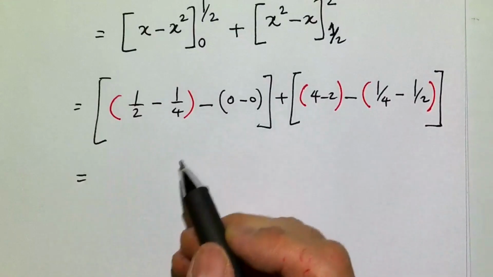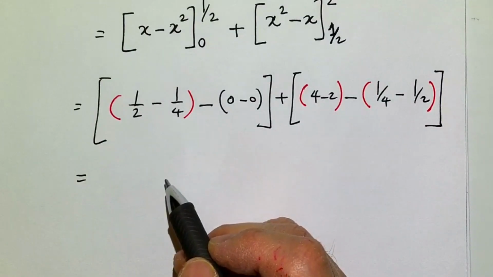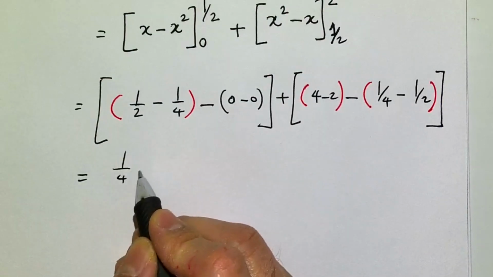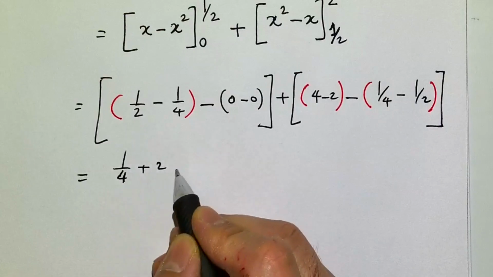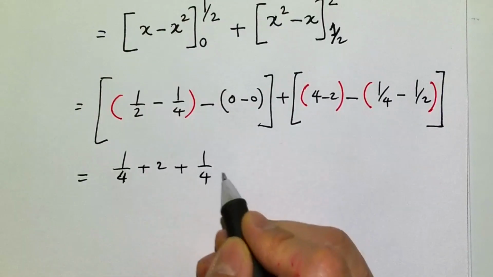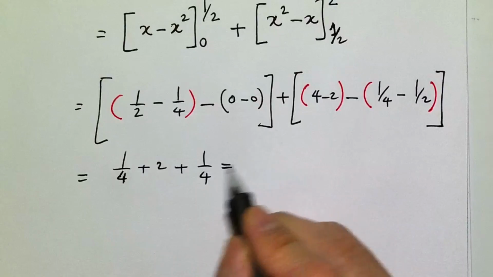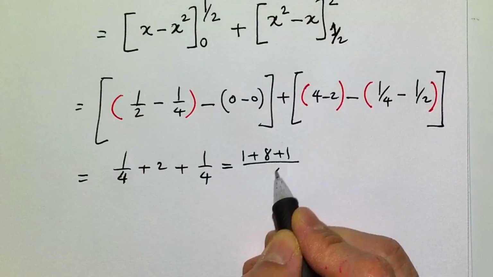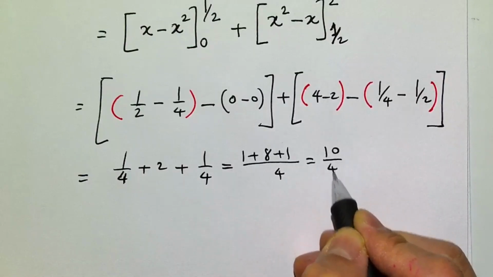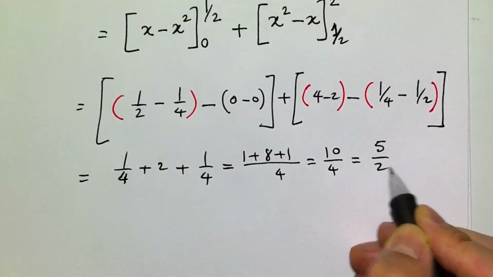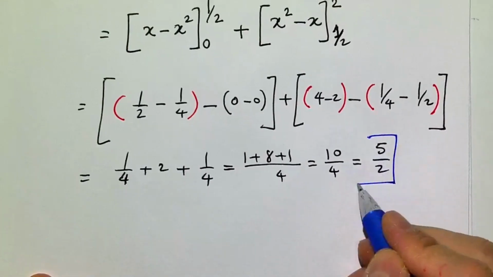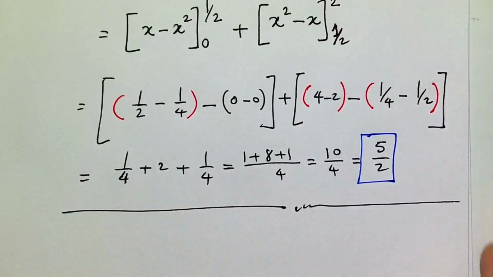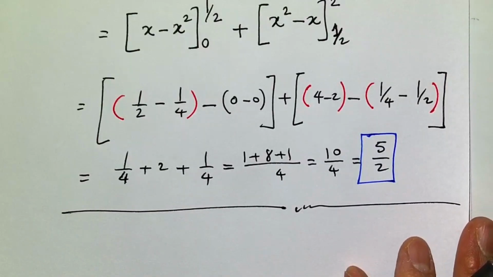So simplifying all of that, what we should get is 1/4. This is what I have. I hope this will match what you have, plus 1/4 equals, then after simplifying, we get 1 plus 8 plus 1 over 4, 5 over 2. Okay? Like that.